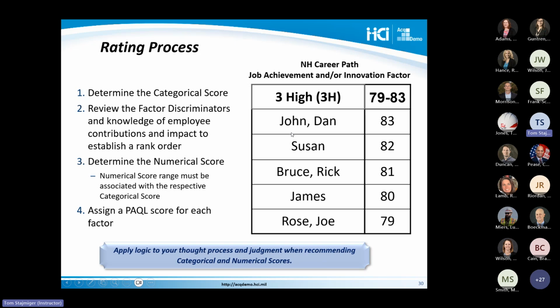In this sample, they decided John and Dan tied at number 1 and got 83 points, Susan alone at 82 points, Bruce and Rick 81, etc. So let's just say, for example, I'm Rick, and I'm having my appraisal meeting with my supervisor. You see this rank order list. This is what the rest of the employees and the supervisors can't see. When you sign a non-disclosure agreement, you are saying that how we got to this answer is not something we will discuss outside of the pay pool room.